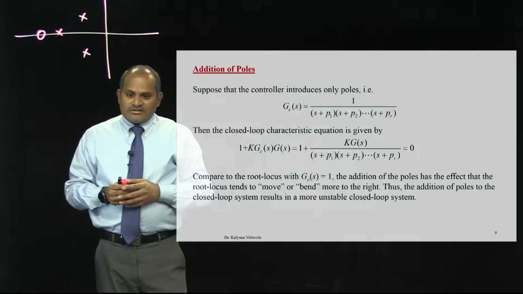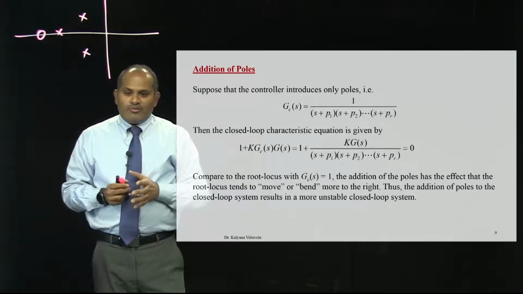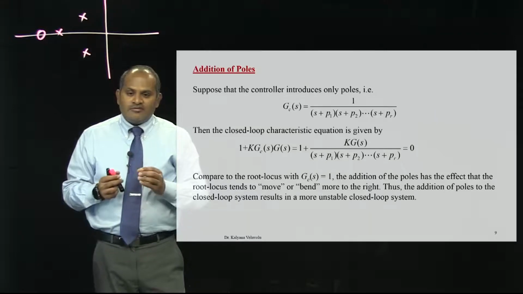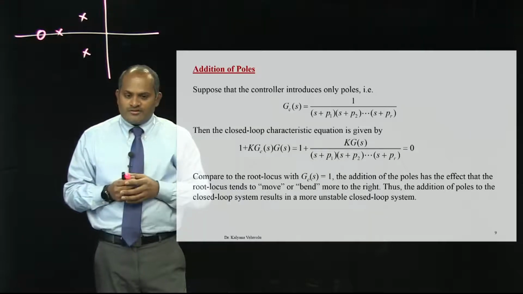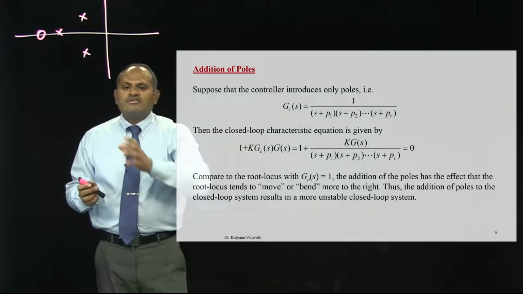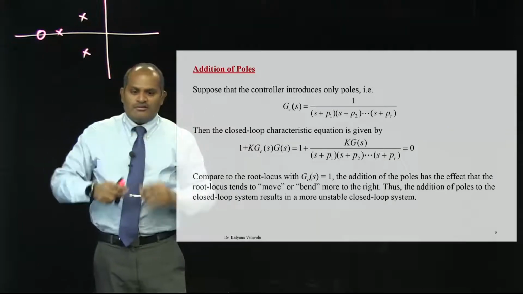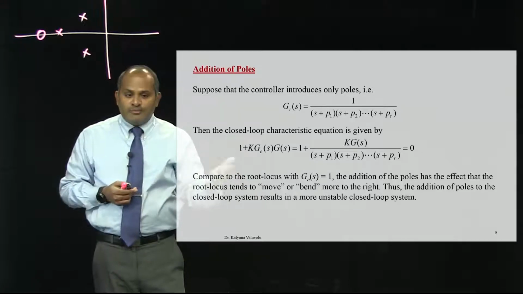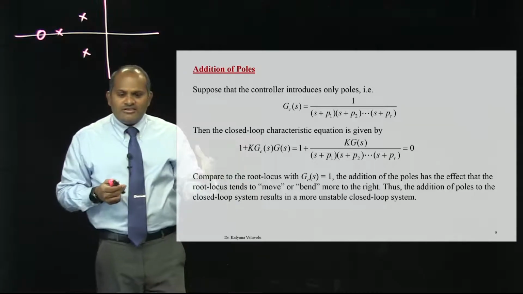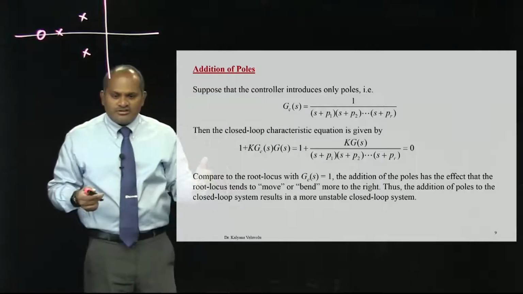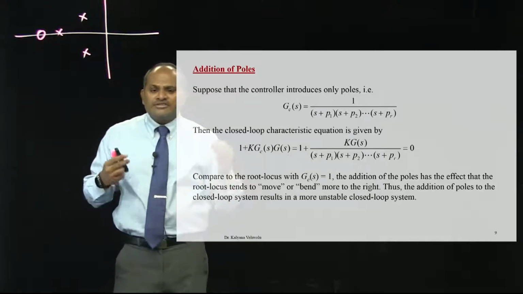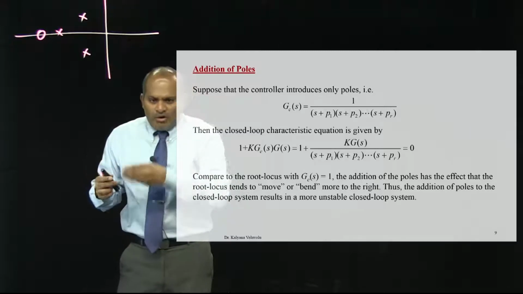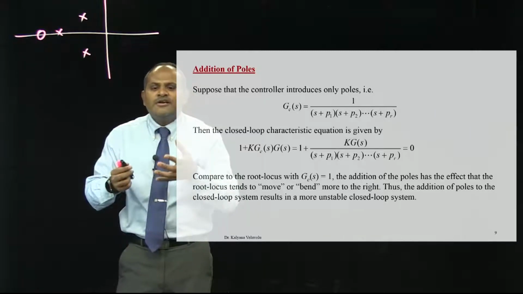Adding poles, if you remember, means you are decreasing the stability of the system. When you add more poles, the root locus bends to the right. That is what we are going to see. When you add poles, the root locus bends to the right. So, the addition of poles to the closed loop system results in a more unstable system. If we have a certain system and we keep on adding poles, the stability decreases.